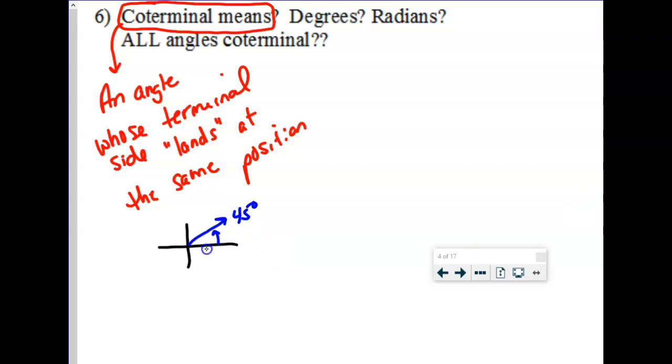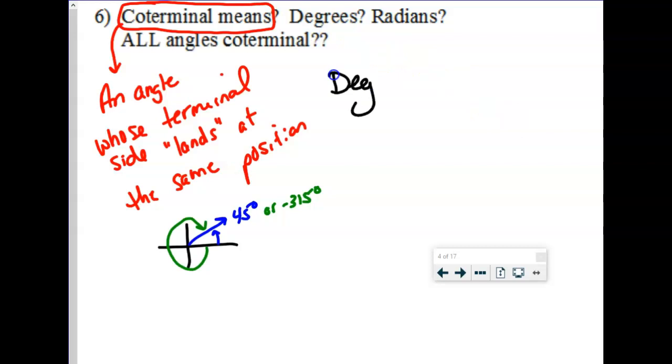What if you started in standard position but you went negatively? If you went negative 315 degrees, you would still land in the same spot. So this is an example of one relationship of angles where they are coterminal. They land in the same spot when measured from standard position. So let's talk about how we do that in degrees.